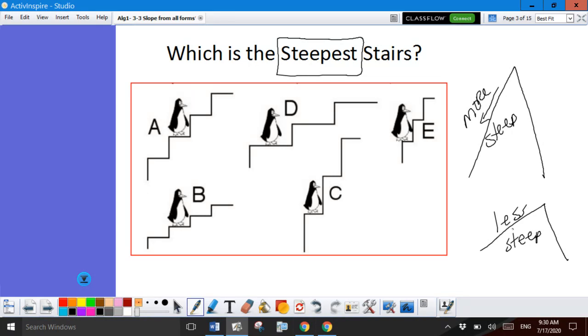So go ahead and make a decision. Do you think A, B, C, D, or E is the steepest stairs? Which one of these is more vertical? Okay, that's what steepness means, more vertical.